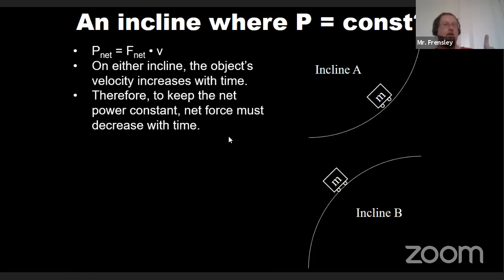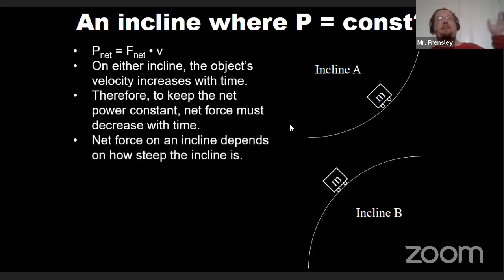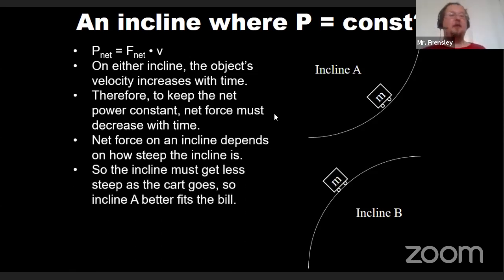Well, on an incline, the net force depends on how steep the incline is. So if the net force is going to decrease, then the steepness of the incline needs to decrease. So the incline must get less steep as the cart goes. So incline A is going to do a better job of meeting this requirement.